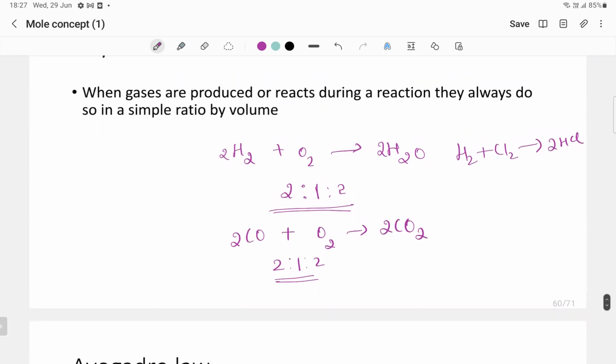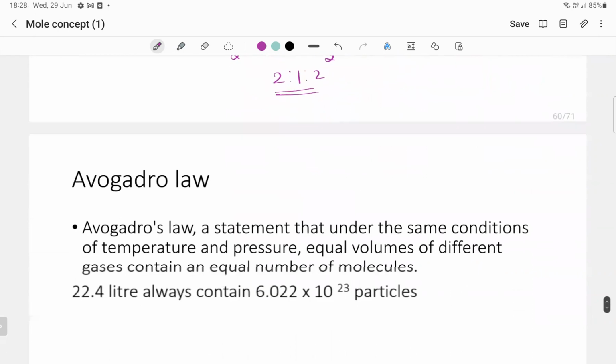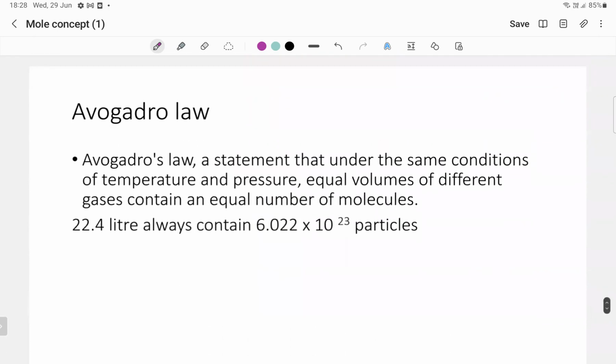Only for gases. Gases are what you prepare there. One is to 2. 1:2. Everything will be a simple ratio. Okay. Do you understand? Time is running out quickly. So next one is Avogadro's law.